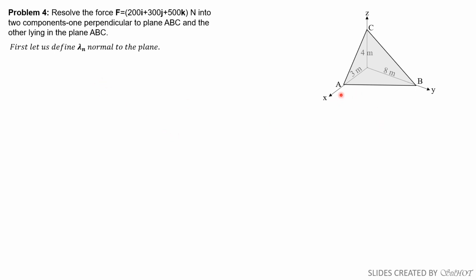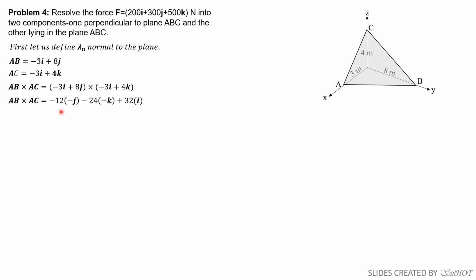AB cross AC is a vector perpendicular to the plane. Then we divide that by the magnitude of the resulting vector. Vector AB is negative 3i plus 8j. Vector AC is negative 3i plus 4k. Then let's obtain the cross product: negative 3i plus 8j cross the quantity negative 3i plus 4k.